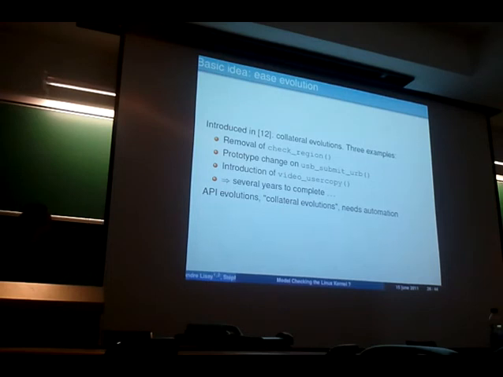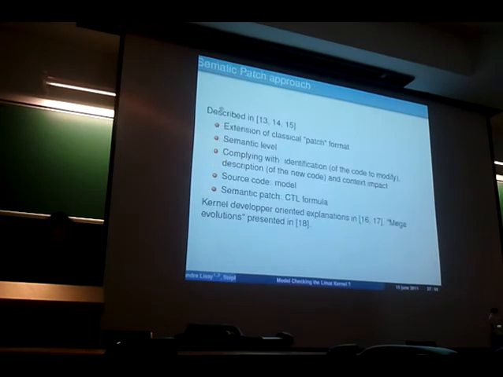Some started on 2.4 and finished on 2.6. It's huge work, and sometimes it's lazy because it's done by people who introduce this support. So they felt it was necessary to add automation to it, and they introduced Coccinelle with the semantic patch approach.